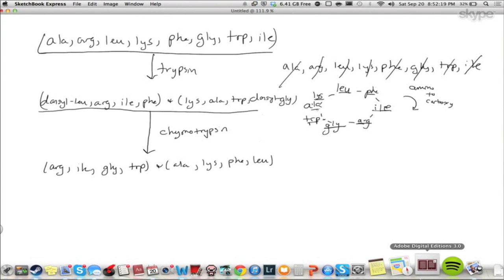It would be good to try this problem again from scratch to make sure you know how to get this right. We had some problems with this. Remember, you always just want to double check yourself to make sure that your answers are making sense. You could double check this now by checking that it would really give you the right results from trypsin and from chymotrypsin. Okay, good.